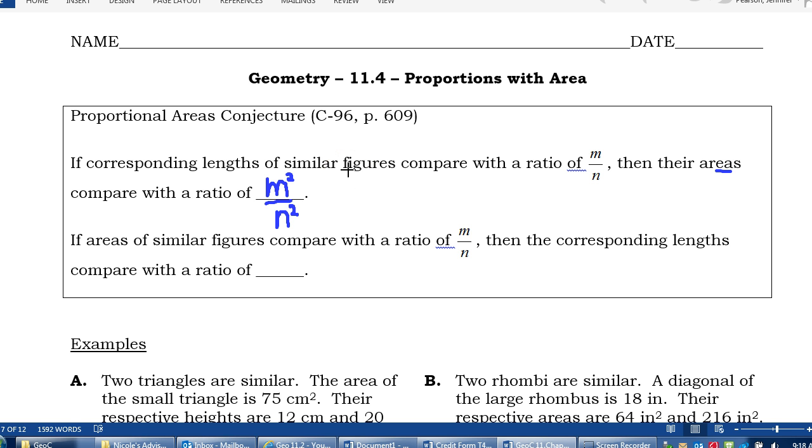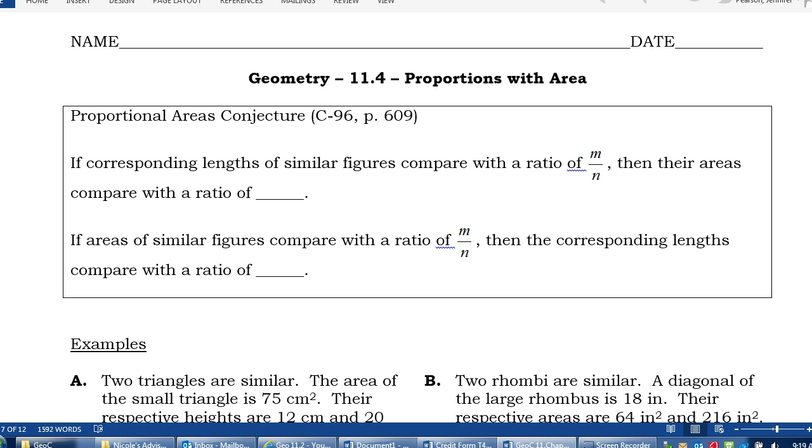heights or the radius or the diagonals, we have to make sure we square the ratio before we cross multiply and divide. And then going in the reverse, if we're trying to find their lengths, we would take the ratio and we'd have to root it, because that ratio would already be in squared units and we want it to be in regular units.